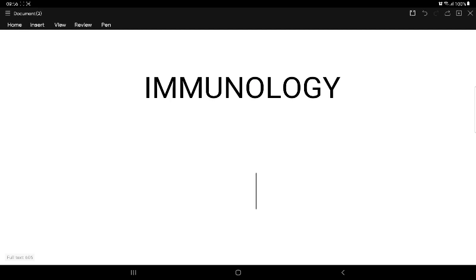S for SLE, serum sickness, Schick test for the Corynebacterium diphtheriae, and H for HSP, Henoch-Schönlein purpura. The most common manifestation in children is vasculitis, and IgA is the antibody involved, and the most common organ is the kidney. Okay, kidney, children, vasculitis is the most common thing, HSP. Okay, IgA. And then coming to the other H's, HBV and HCV and arthritis.